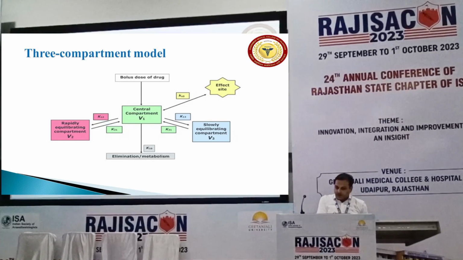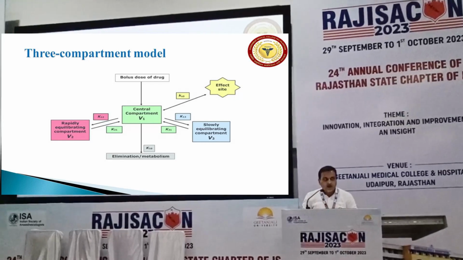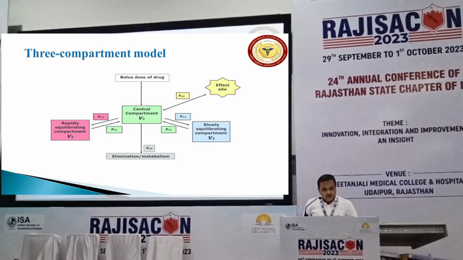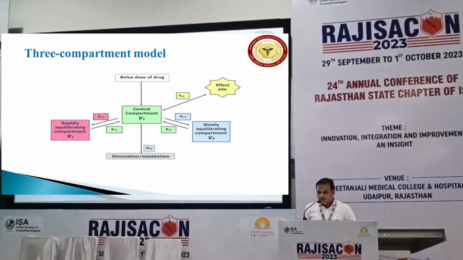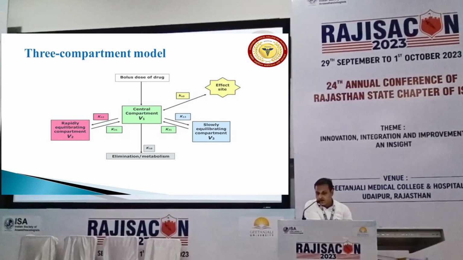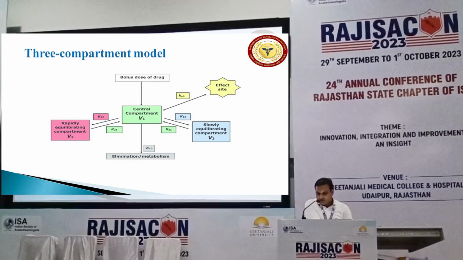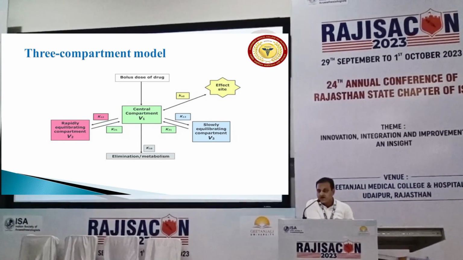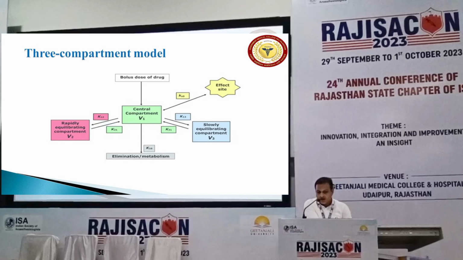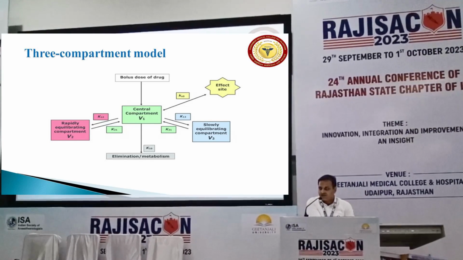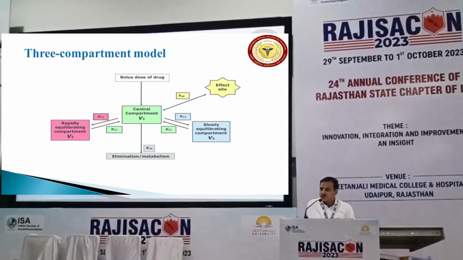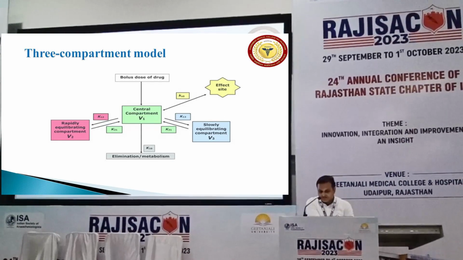The drug is distributed to the rapid equilibrating compartment with the higher perfusion rate, which includes the systemic circulation and plasma, and the drug is also distributed to the slow equilibrating compartment with the low perfusion, that is the adipose tissue. From the central compartment, the drug also acts on the effect site, that is the brain in case of the anesthetic drug.